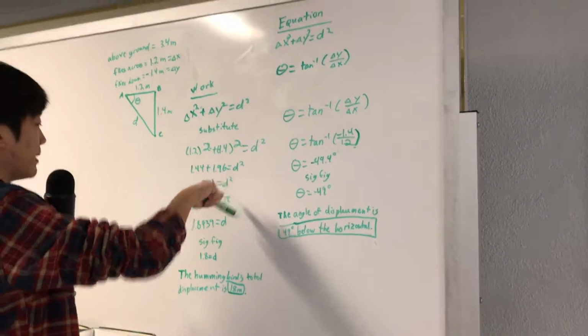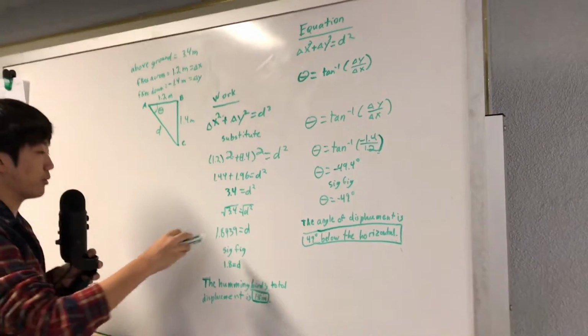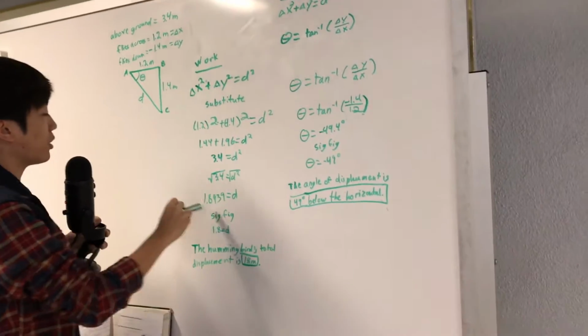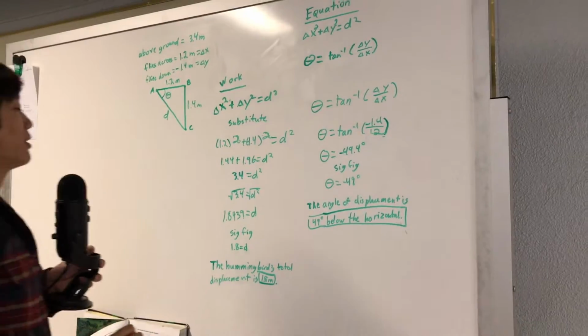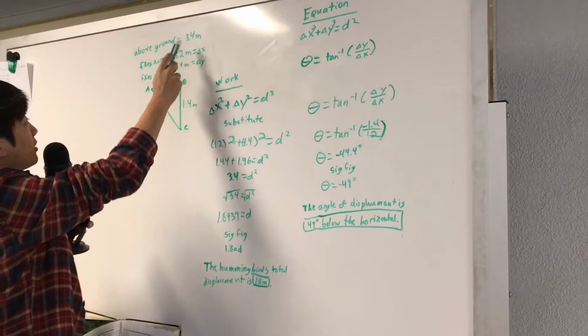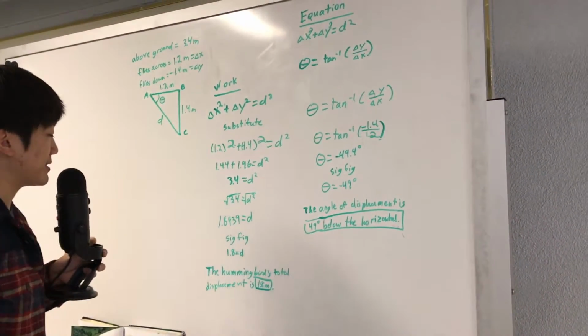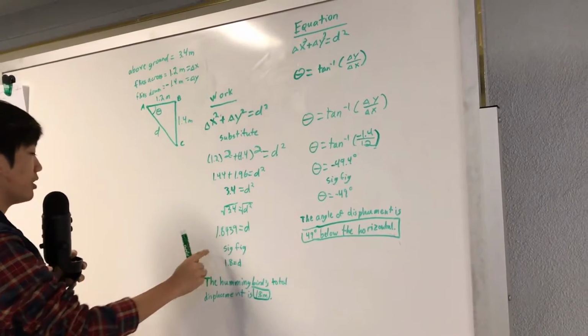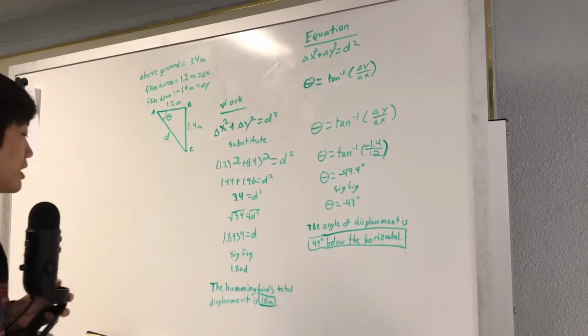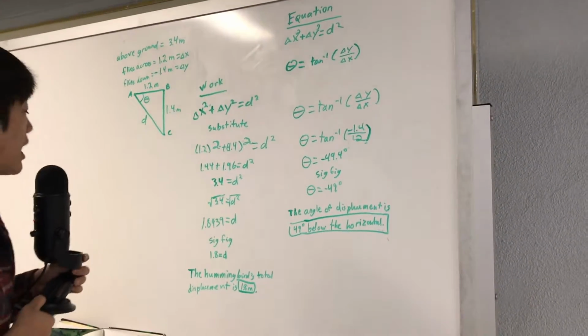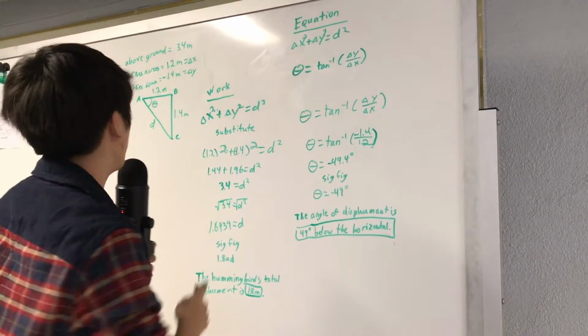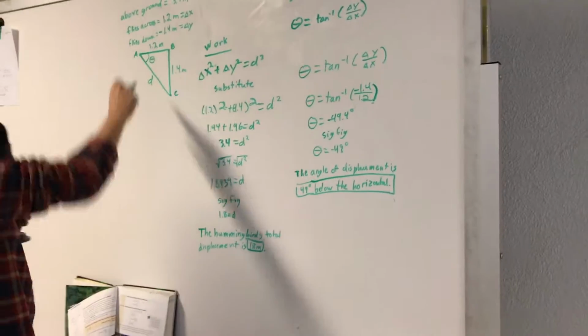To get d by itself, you find the square root of both sides, and you get 1.8439 equals d. Then you have to remember about sig figs, and as you can tell, they're going to two places, so 1.8 equals d. Therefore, the hummingbird's total displacement is 1.8 meters. However, we're not done with this problem. We need to find the angle theta right here.